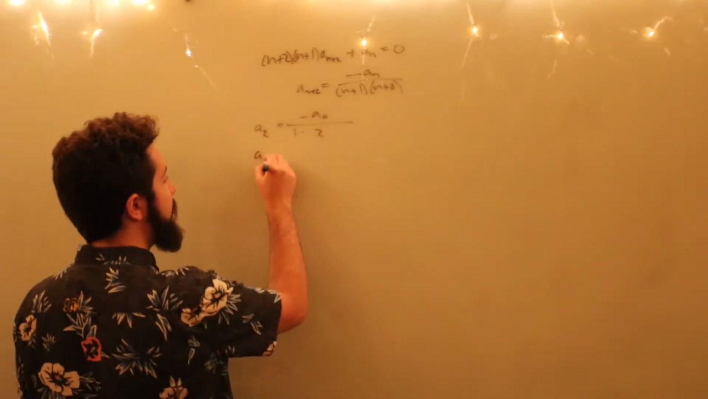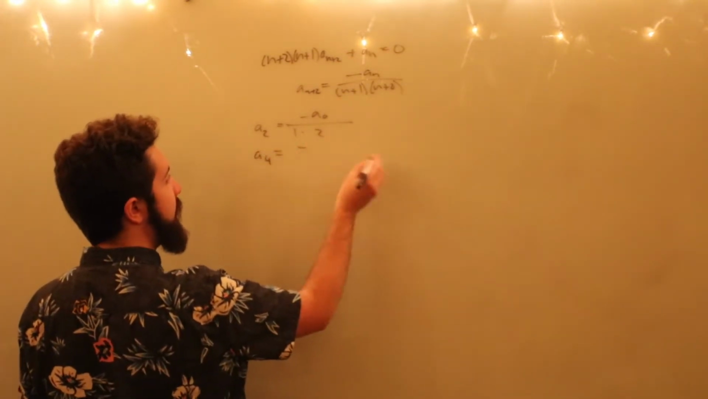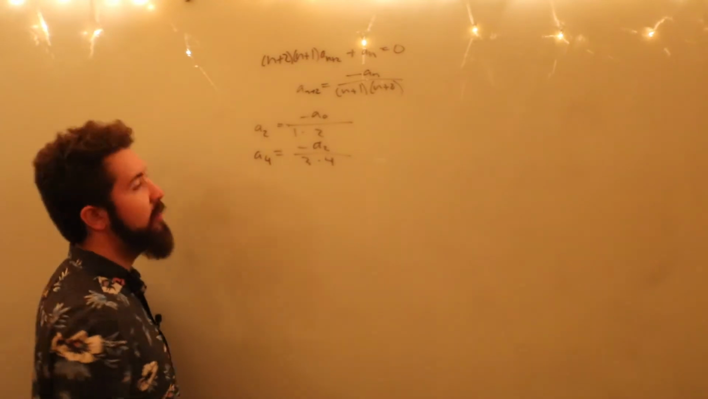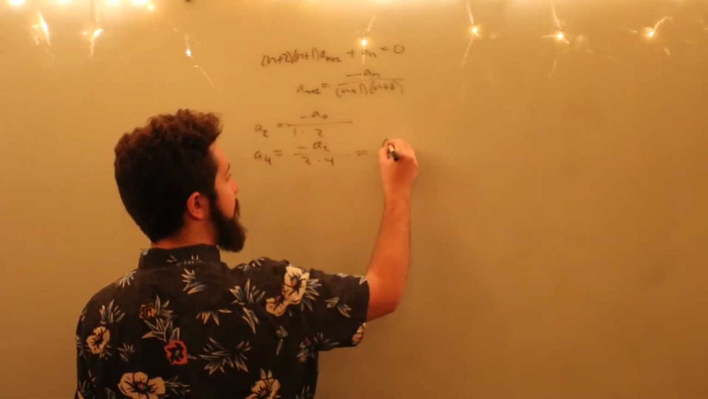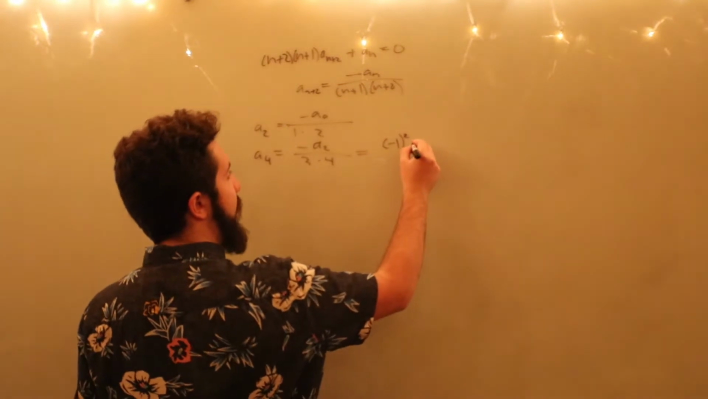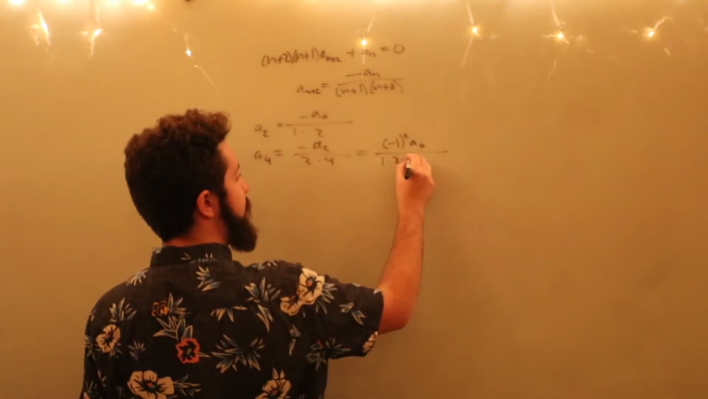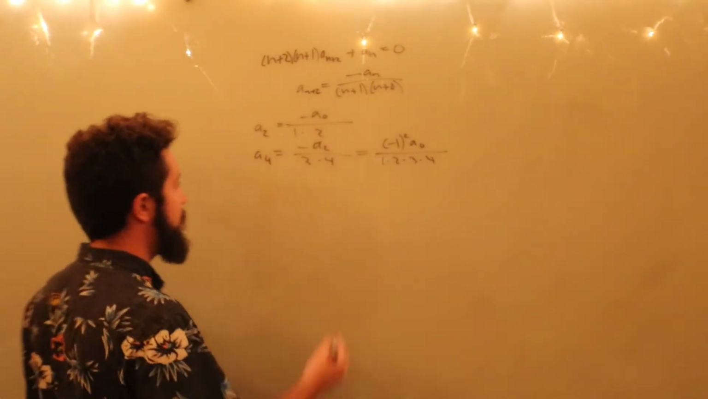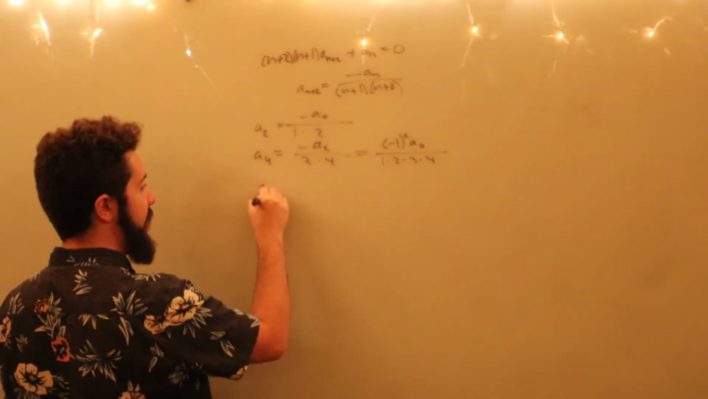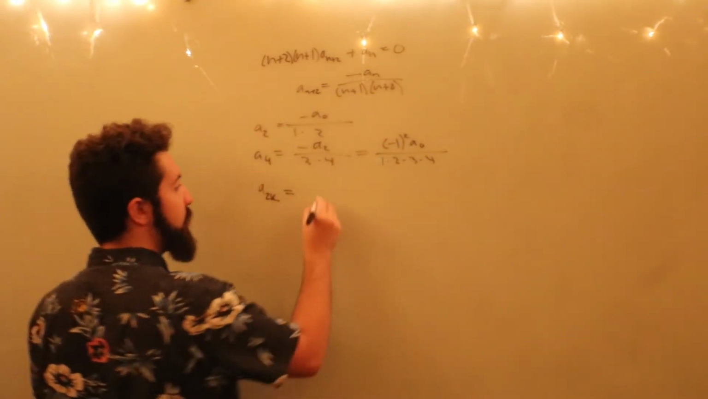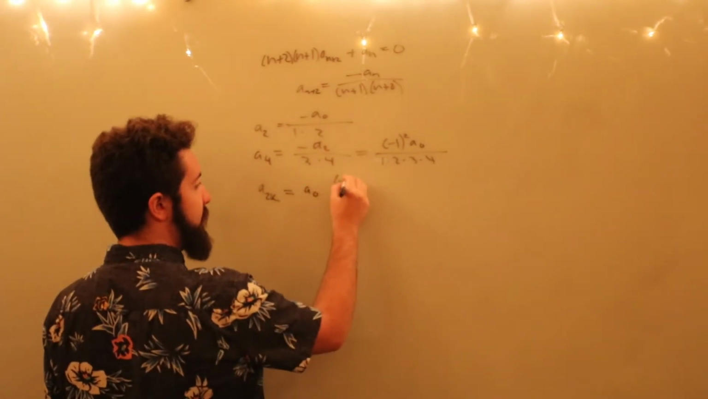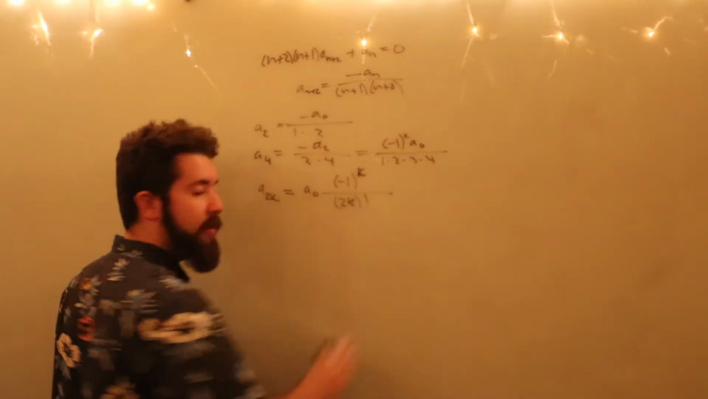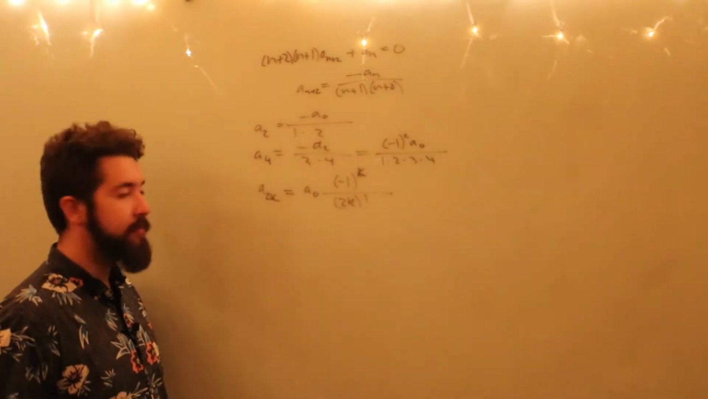And likewise, a sub 4 is going to be equal to negative a sub 2 all over 3 times 4. But we already have a formula for a sub 2, and that's going to be negative 1 squared times a naught all over 1 times 2 times 3 times 4. Very quickly, we see that this is going to form a pattern. The general pattern is that for our even numbers, a sub 2k is equal to a naught times negative 1 to the k all over 2k factorial. This is very easy to verify.